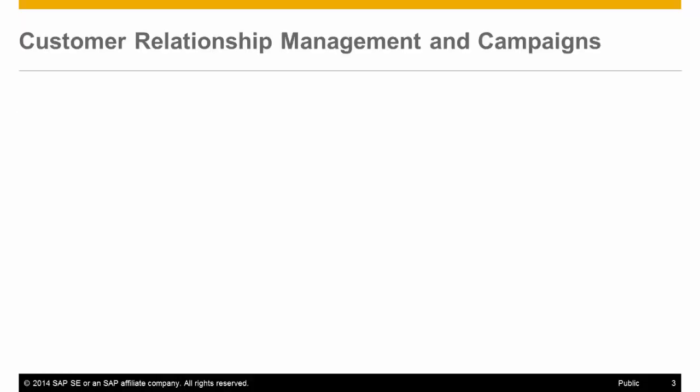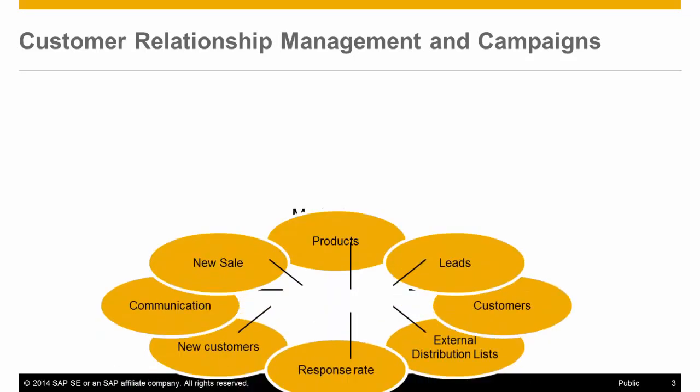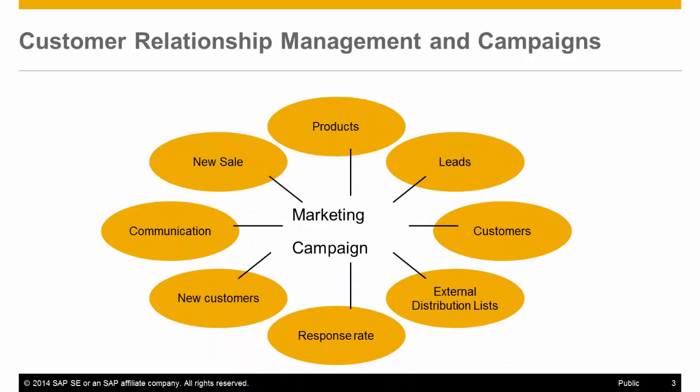With SAP Business One, customer relationship management and campaign management features, you can take advantage of data that you already maintain in the system, including products, leads, and customers to create marketing campaigns to your existing customer base as well as to potential ones. Following up on the campaign, you can track the effectiveness of this marketing channel by identifying the response rate, further communication with the client, and any new sales that resulted from this campaign.